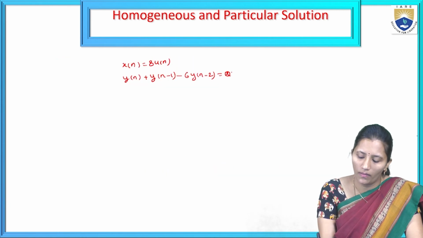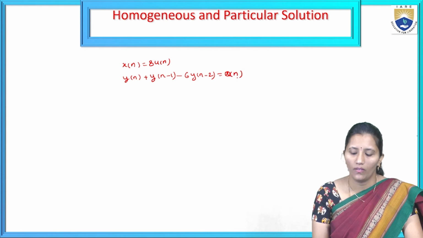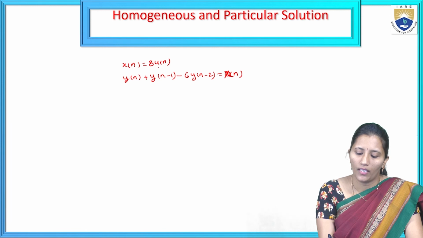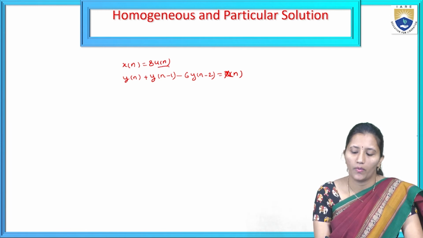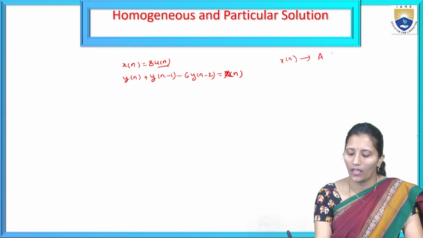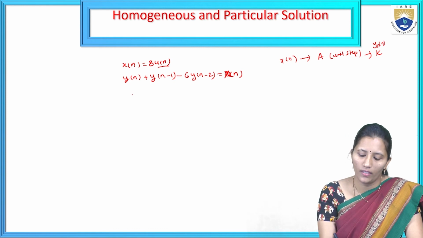Is equal to x of n. So from the table we discussed the particular solution. If the input x of n is a constant or unit step, then the solution is K, yp of n is equal to K. So here the particular solution we can write as K.